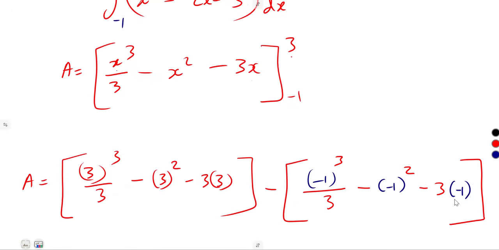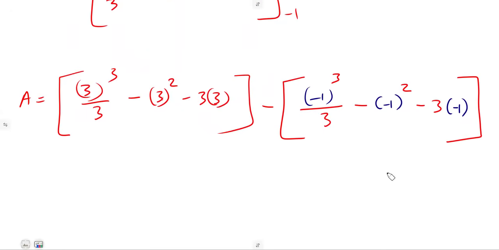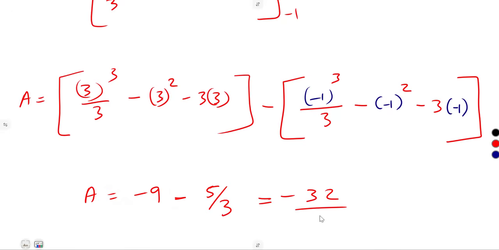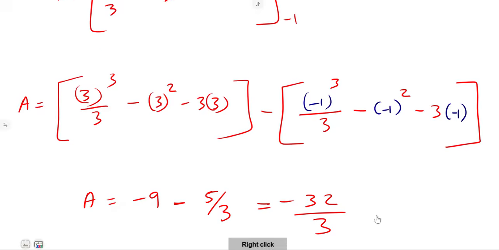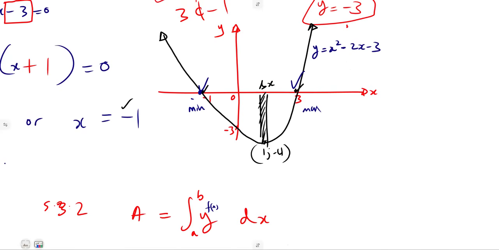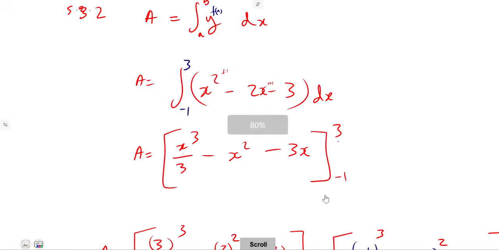So the first part was going to give us -9, if we simplify properly. -9 minus the second part, which was going to give us +5 over 3. So now it's a negative because, remember, you're subtracting. So -9 minus this is going to be -32 over 3. So it is giving us a negative because of the region where it is situated. Here it is below the x-axis. So the value is a negative, but we need the magnitude of that area. So just write it as a positive.